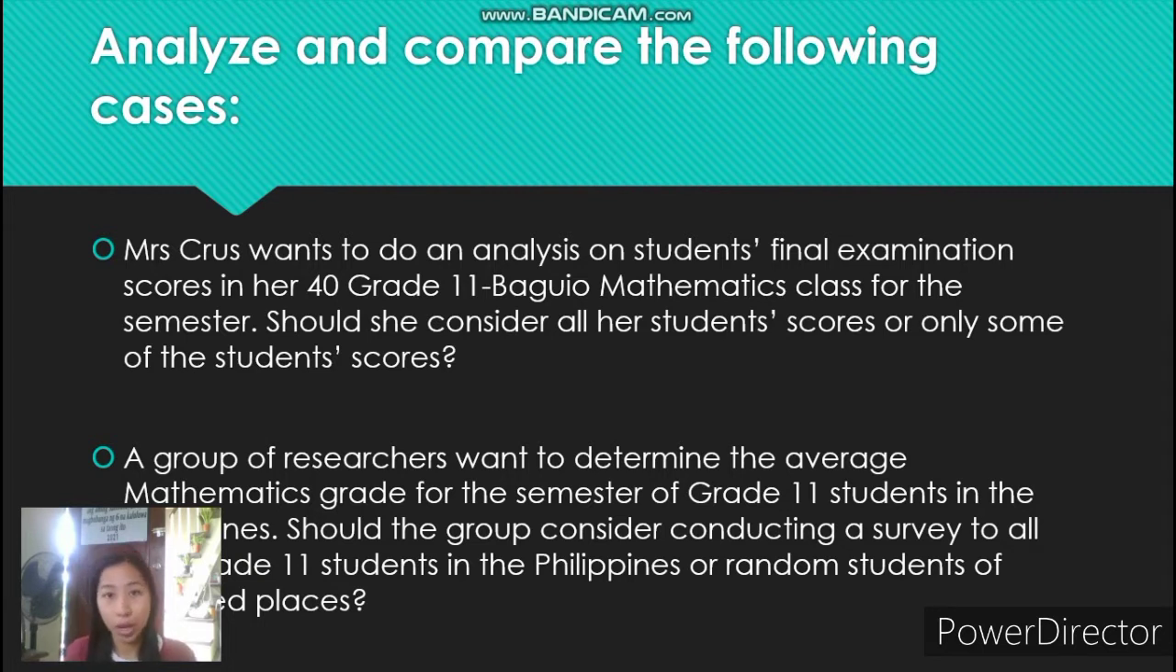So, in Bisaya, Mrs. Cruz wants to analyze the final exam scores in her mathematics class. The class she wants to analyze is grade 11 Baguio, which has 40 students. She wants to analyze their final examination scores. So the question is, should she consider all her students' scores? Should she take all the scores of the 40, or take only a few and analyze those? That is for case number 1.